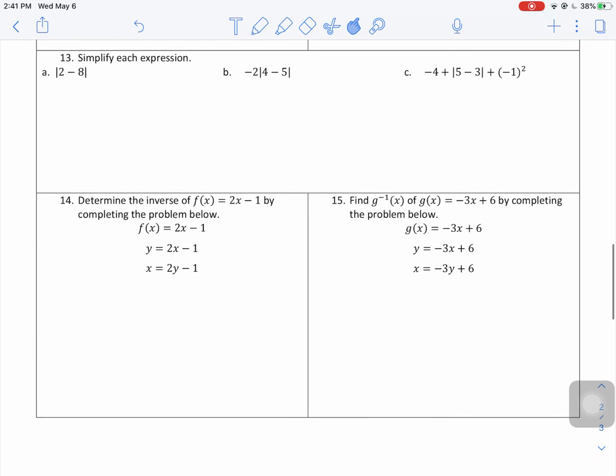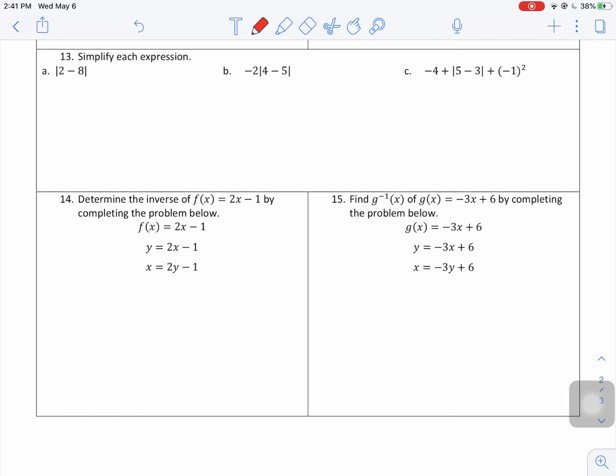Number 13, simplify each expression. So absolute value of 2 minus 8, you always want to work inside the absolute value bars first. So 2 minus 8 is negative 6. Absolute value of negative 6 is positive 6.